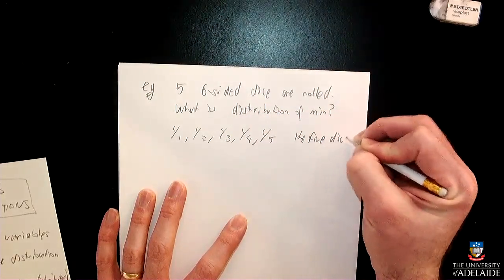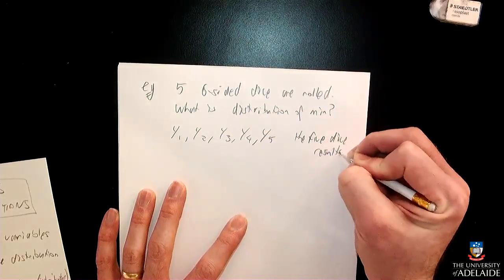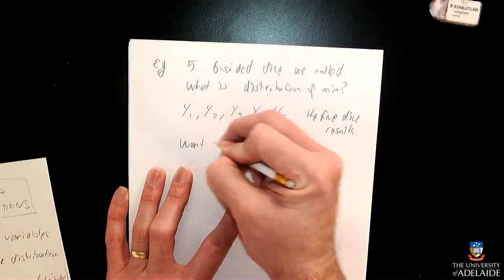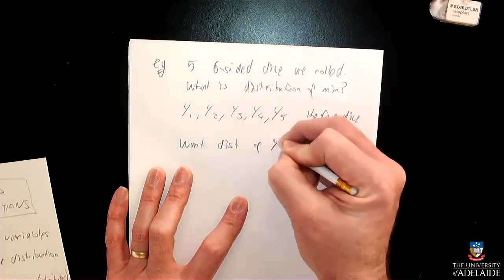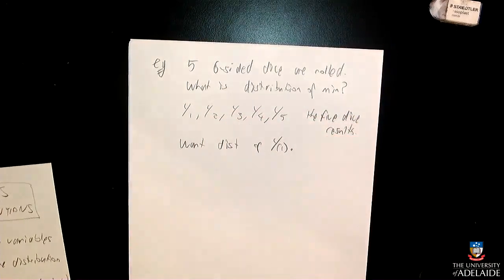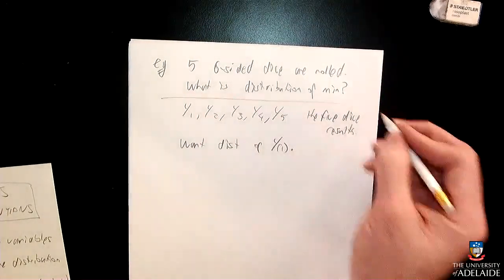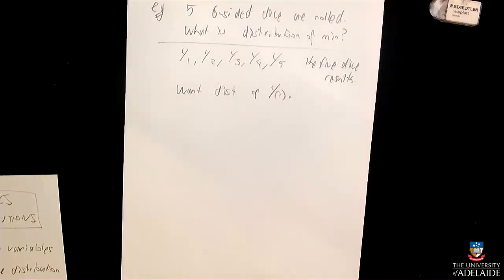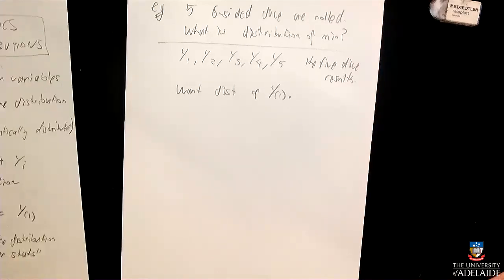the 5 dice results, and we want the distribution of y1, which is the minimum. So to say we want the distribution means we want a description of what all the options are and how likely they all are. With a discrete one, it would be useful to list what all the options are and then find all of those probabilities.